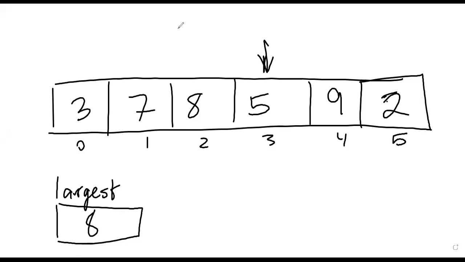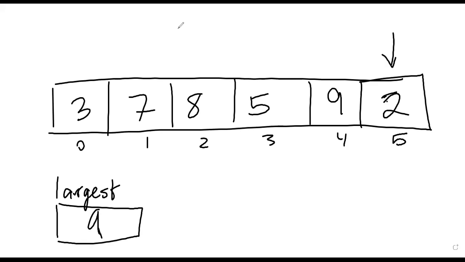The next element is a 5. Is 5 bigger than 8? No. So okay, we don't need to do anything here, but we need to go further because maybe there's still a bigger number. The next number is a 9. That is bigger than 8, so now the largest becomes 9. Now we're not yet done because for all we know, there could be a larger number later on. We haven't yet reached the end of the array, so we have to keep going.